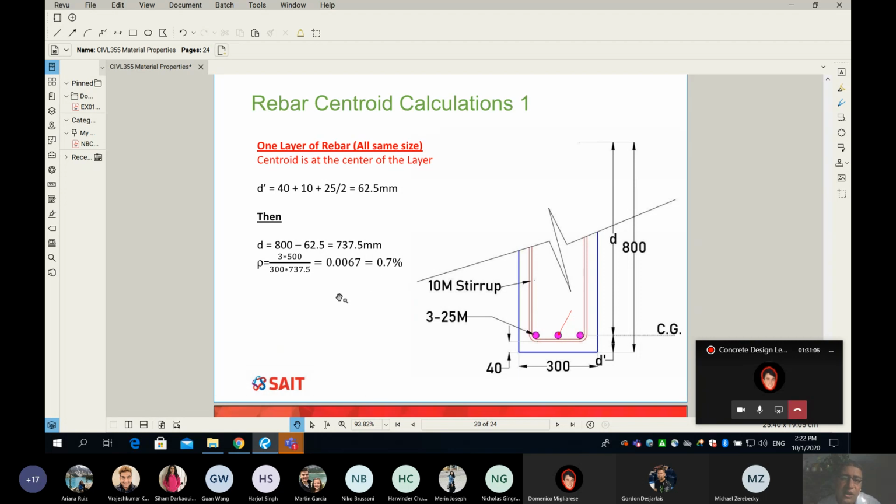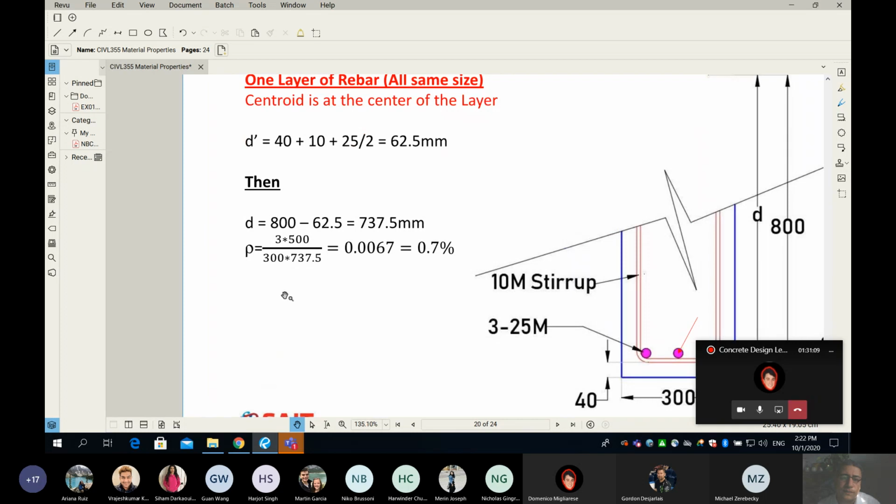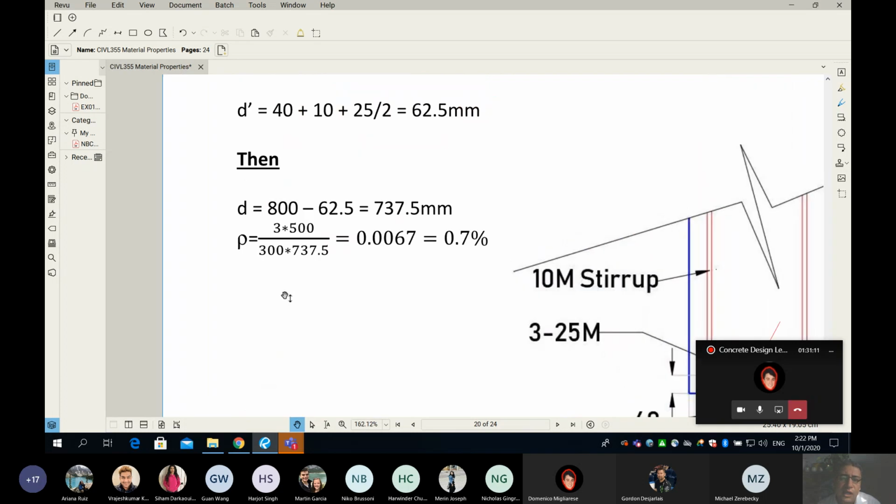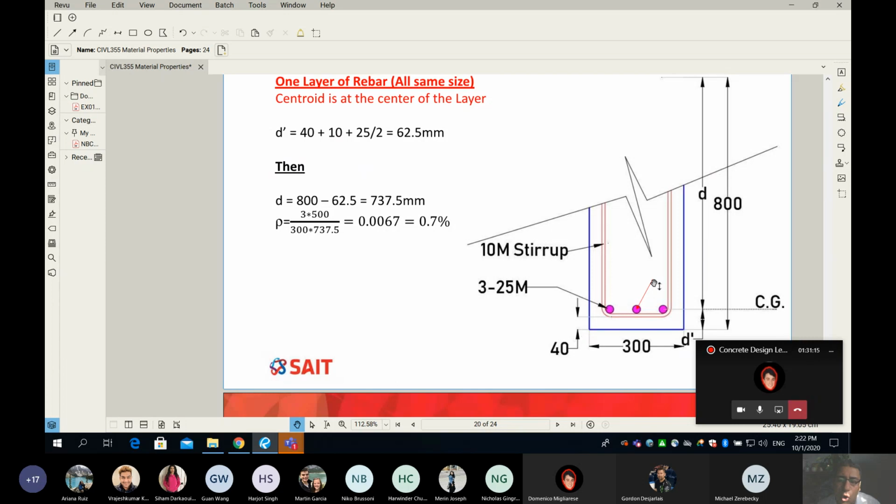Since we're talking about beams, I'm also going to train you right now on how to find the reinforcement ratio. Reinforcement ratio is the ratio between the amount of steel, and I'm very specific, it's only the main reinforcement. So because I have 3 25M bars, please take a moment and go to the table.